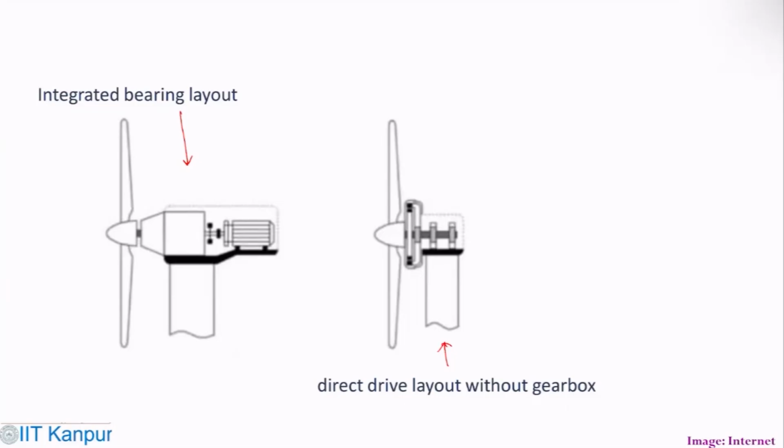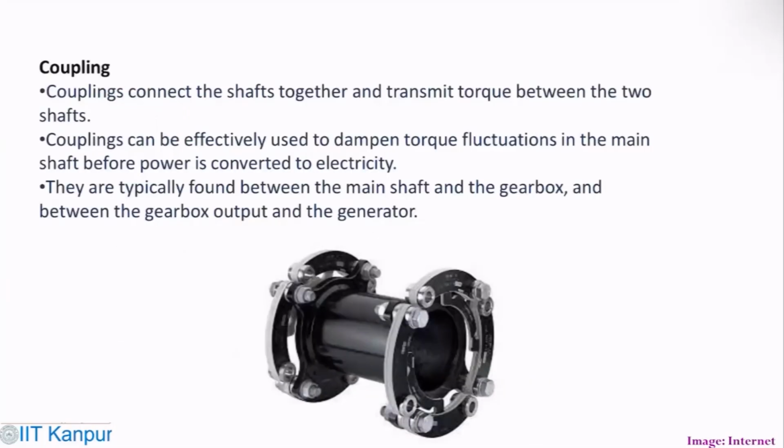Now we look at some couplings. Couplings connect the shafts together and transmit torque between the two shafts. Couplings can be effectively used to dampen torque fluctuation in the main shaft before power is converted to electricity. They are typically found between the main shaft and the gearbox, and between the gearbox output and the generator.